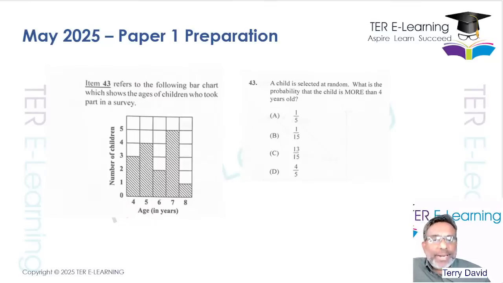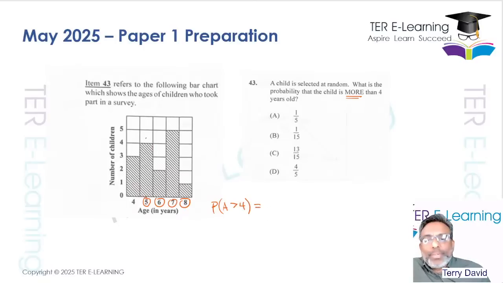In this question, we had a bar chart, and it shows the ages of children who took part in a survey. The question says, a child is selected at random. What is the probability that the child is more than 4 years old? If the child is more than 4 years old, the child could be 5, 6, 7, or 8. So we're looking at the probability that the age is greater than 4.